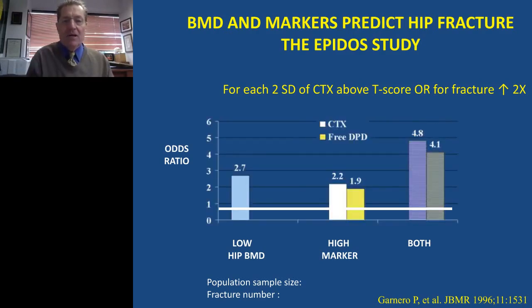So here, going from left to right, the increased fracture risk based on low bone density of the hip by itself. In the middle, on the high CTX by itself.